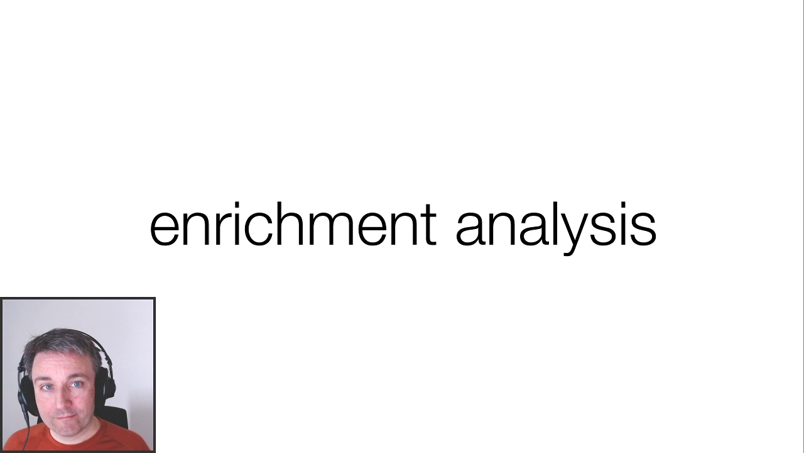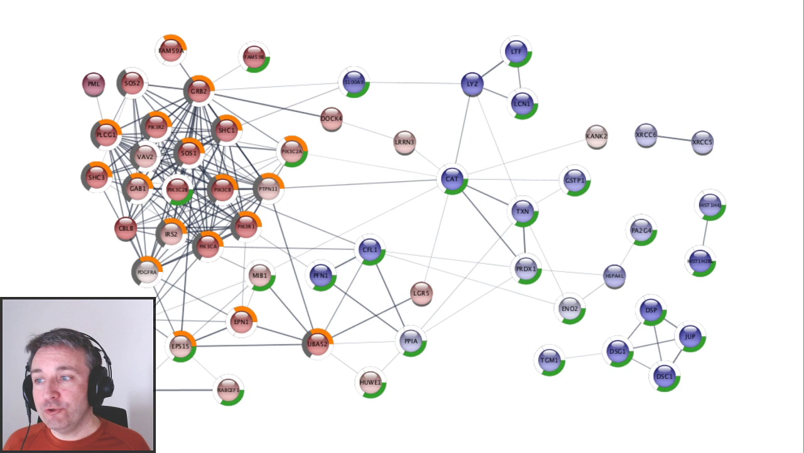Other things you can do, enrichment analysis. We didn't use it in the web interface, but STRING has functionality for doing enrichment analysis. So you can do a GO term enrichment analysis, find terms that are significantly enriched in this network, and map it onto the network. You see there are now these halos or circles around with several segments with different colors, and these colors represent different terms that were significantly overrepresented in this network.